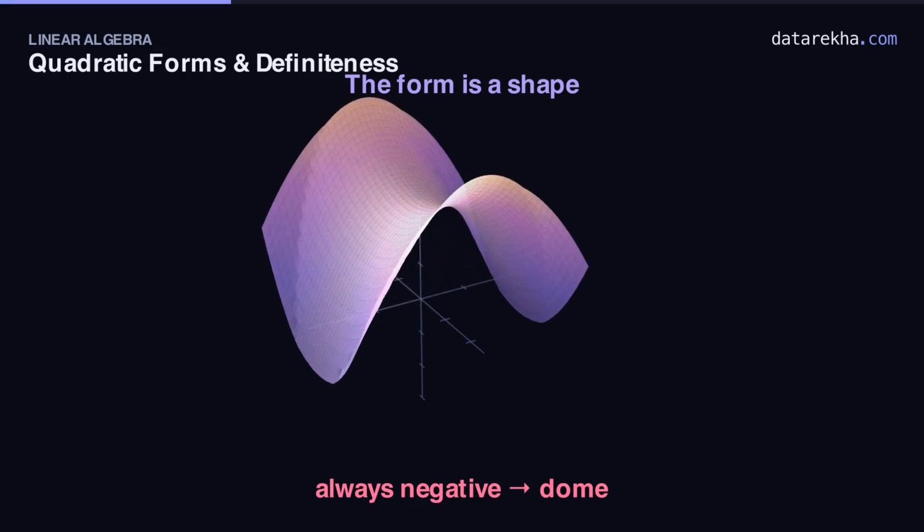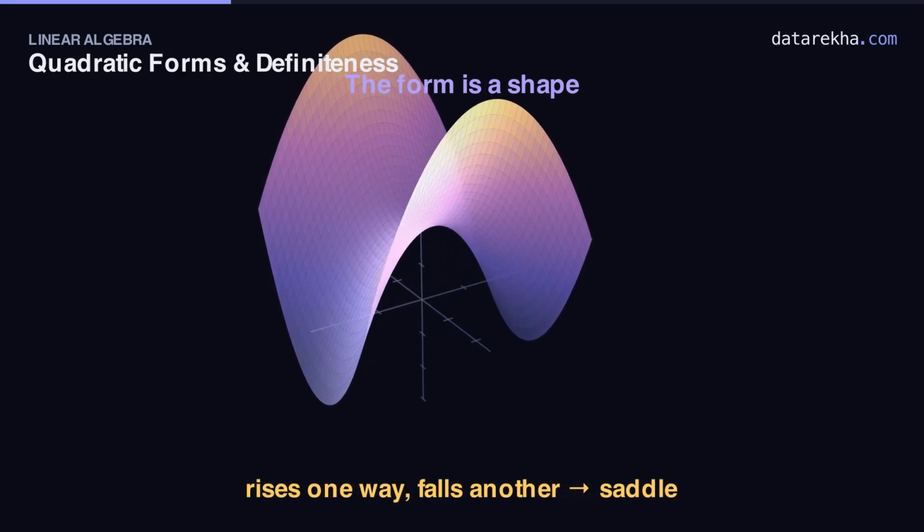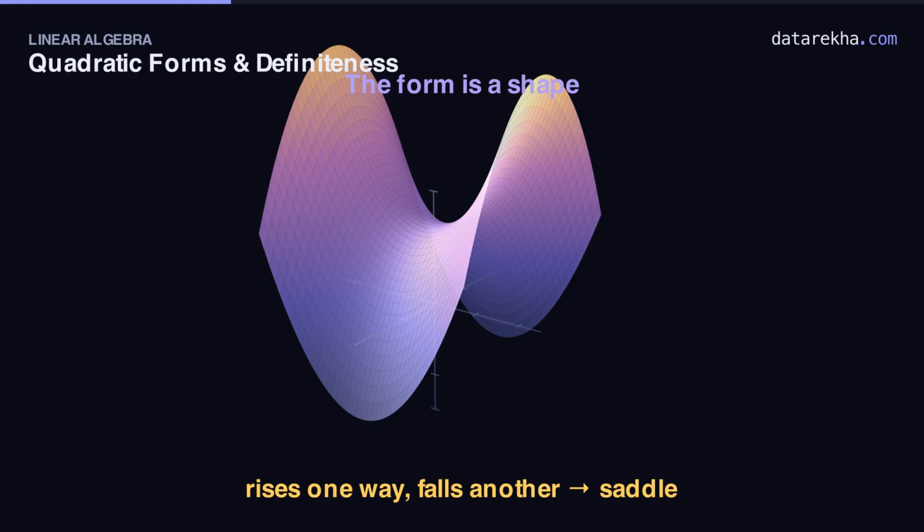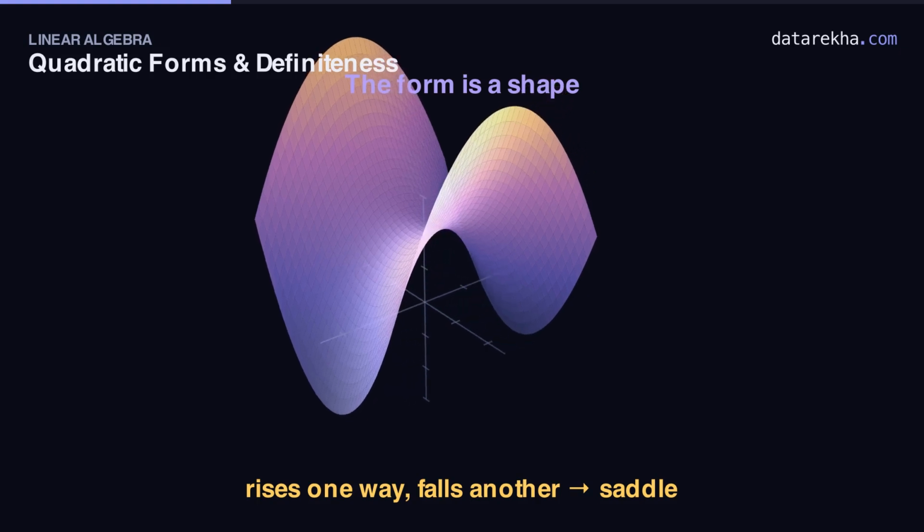But the most interesting shape is neither. Make the form rise one direction and fall another, and you get a saddle. Walk one way and you climb. Turn 90 degrees and you descend. So the whole question becomes, which shape does a matrix draw? The answer hides inside it, and there are 2 clean ways to read it out.